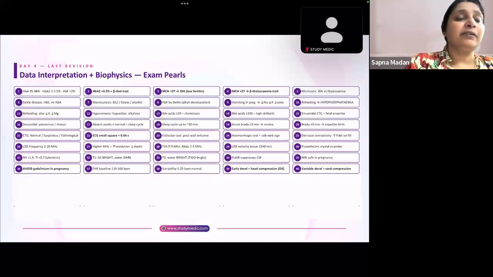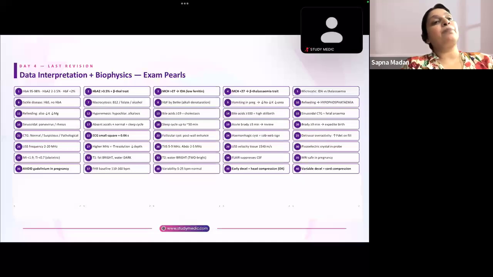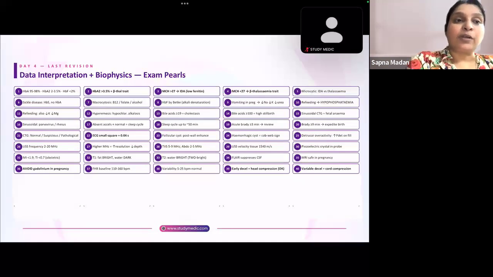The baseline fetal heart rate is between 110 to 160. If they give you a post-term patient with anything between 100 to 110, but all other parameters are normal, you can go conservative on her. Variability is 5 to 25 beats per minute, and that is normal.